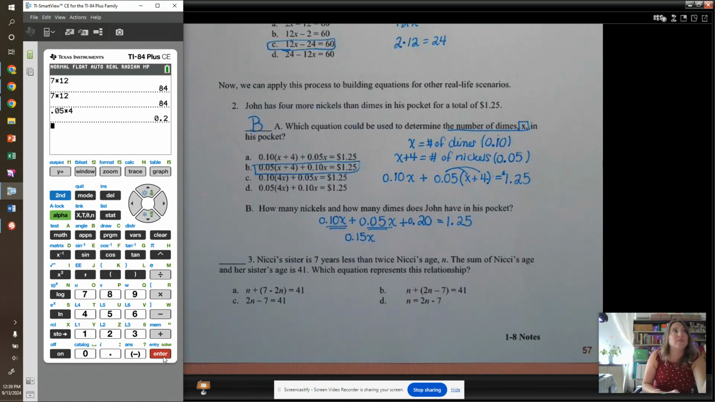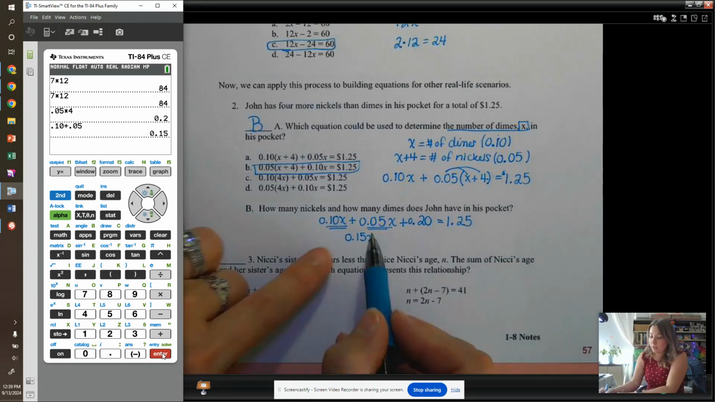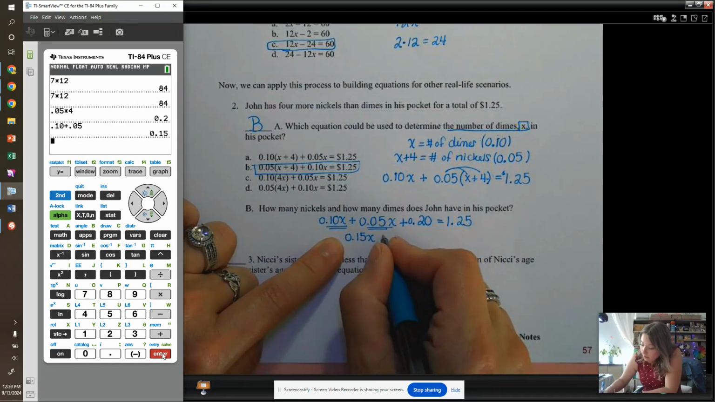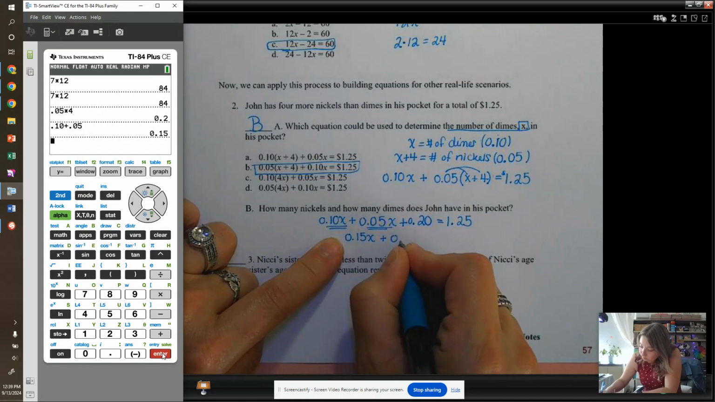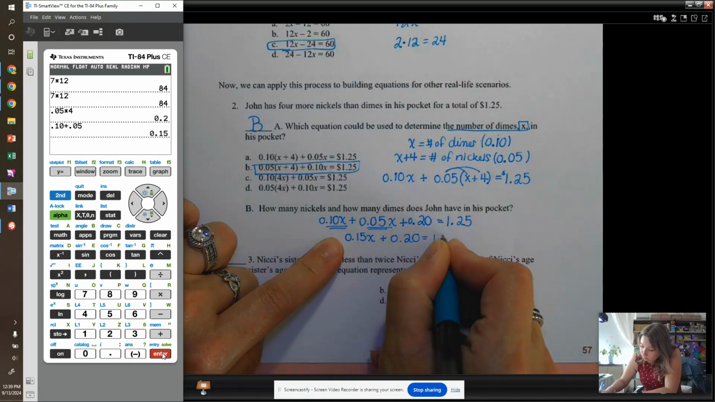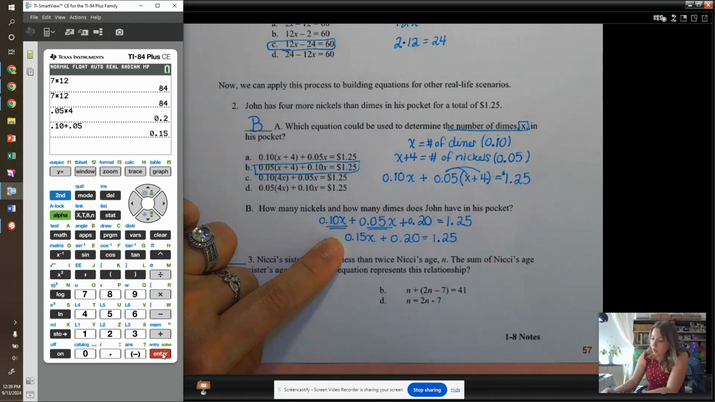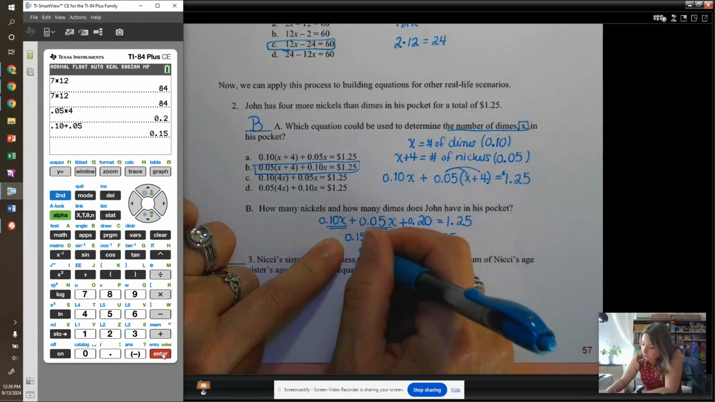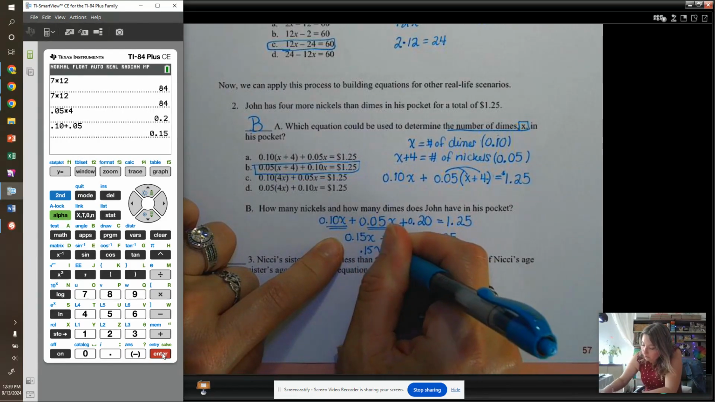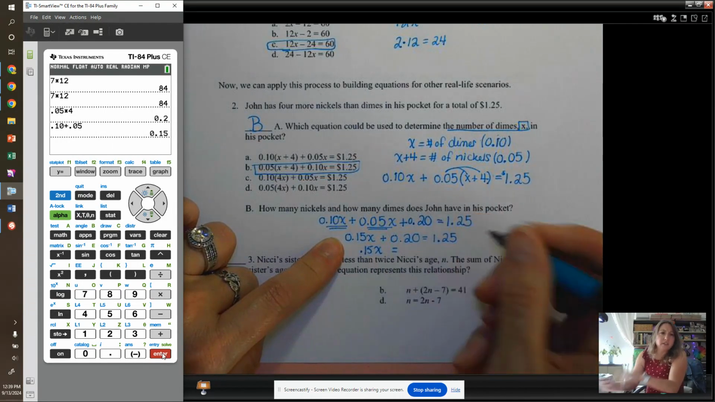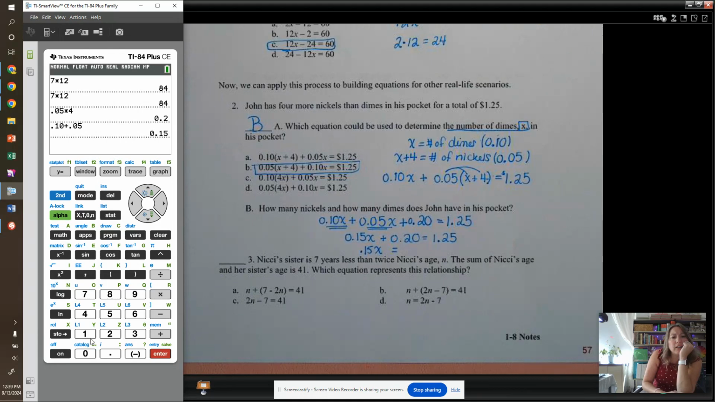And let's say you couldn't envision that in your head. You have the graphing calculator. So 0.10 plus 0.05 is 0.15. Okay? That's your number in front of x. Bring down your 20 cents over here. Now, let's subtract that 20 from both sides. So we've got 0.15x equals, what's $1.25 minus 20 cents?